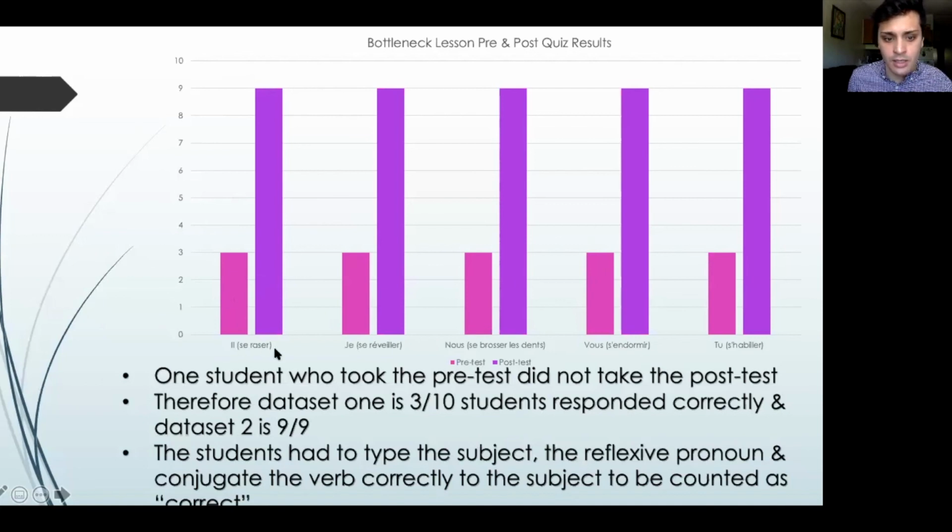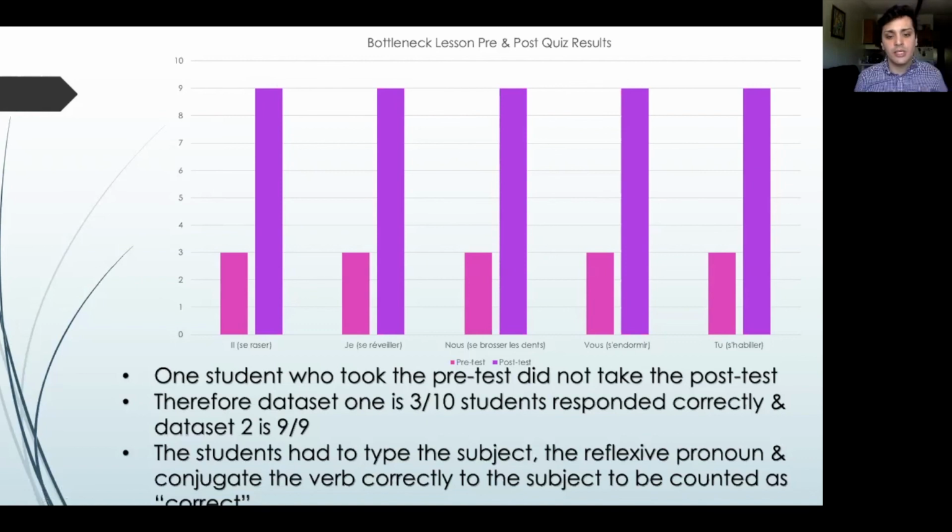So when it was il se rase, they wrote il se rase. When it was je and then se réveiller, they wrote je me réveille. What the data also shows is that one student who took the pre-test did not take the post-test. There was a dropout, because there were only 9 respondents for the purple, but there were 10 for the magenta.